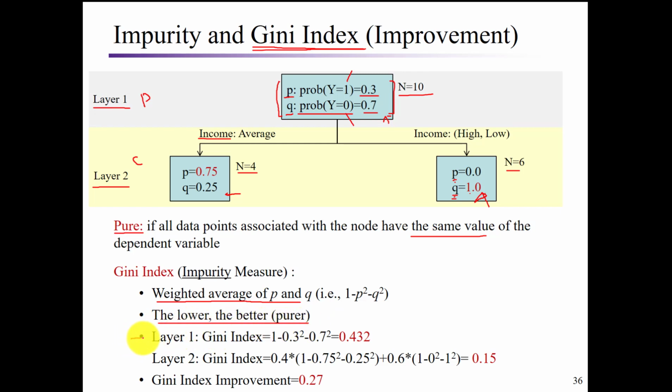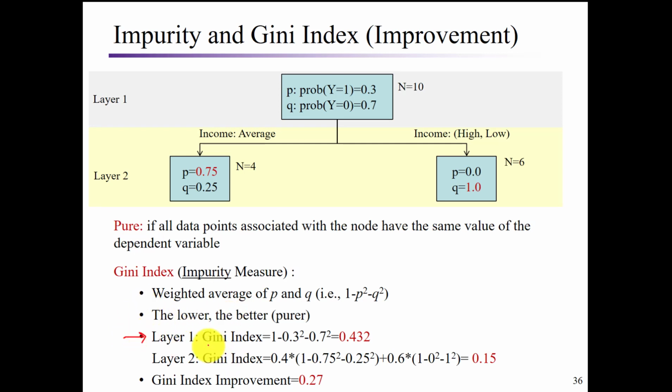Now let's take a look at the calculation logic. In layer 1, the Gini index is calculated by 1 minus 0.3 squared, that is this probability, minus 0.7 squared. That is 0.42. In the second layer, we look at the combination of this node and this node.